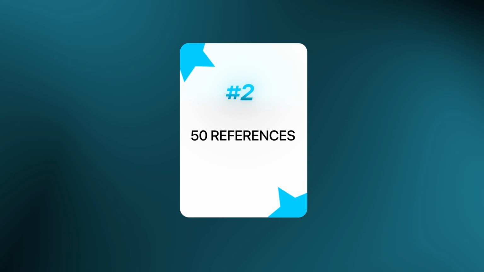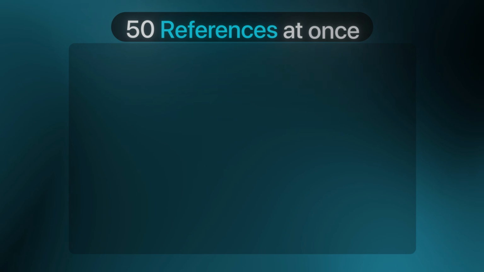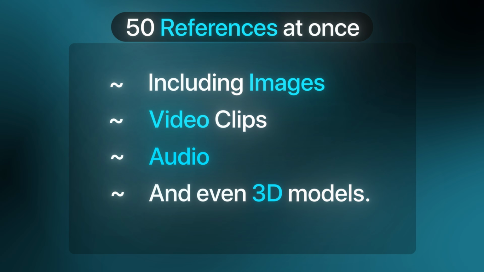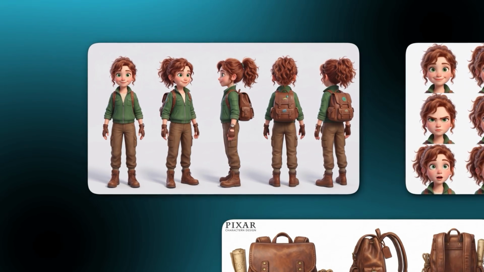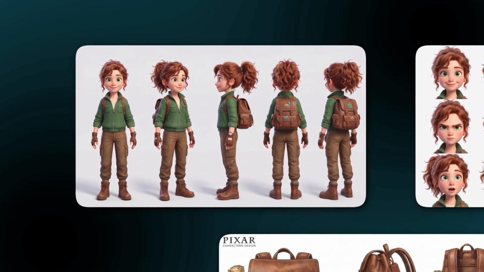Test 2. 50 references. I wanted to test one of the features I was probably most excited about. Seedance 2.5 can work with up to 50 references at once, including images, video clips, audio, and even 3D models. And instead of throwing a few random images at it, I wanted to see how far I could push this. So I started with a complete character sheet for Luna. It showed her face, hairstyle, outfit, and overall design from multiple angles.